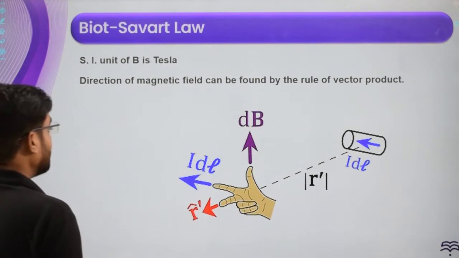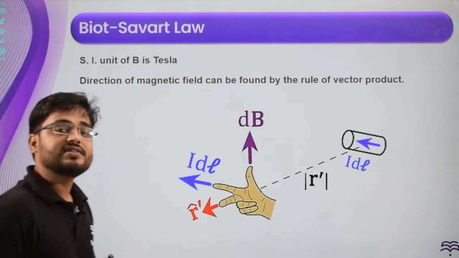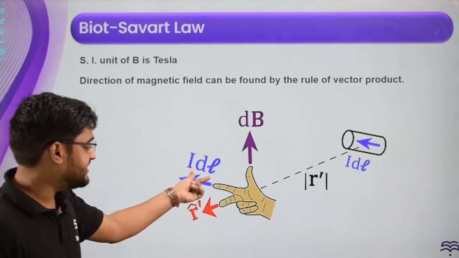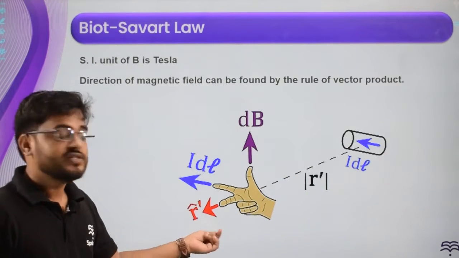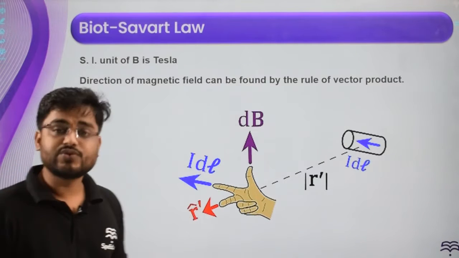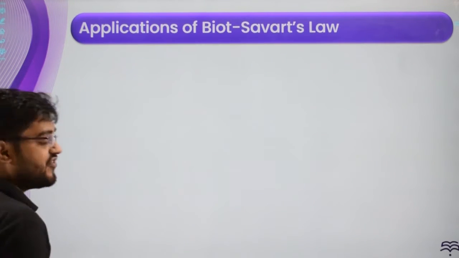So one more thing, dB is basically dl cross r. So the direction of the magnetic field is perpendicular to this dl as well as this r vector. So dB is perpendicular to both of them since it is a cross product of these two quantities. Now there are some applications of Biot-Savart's law.